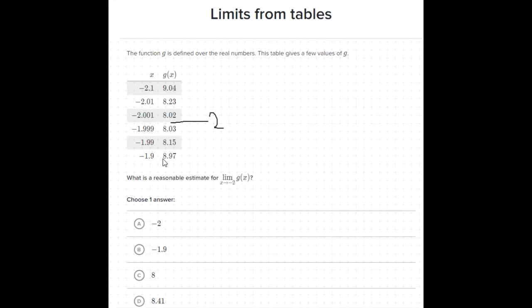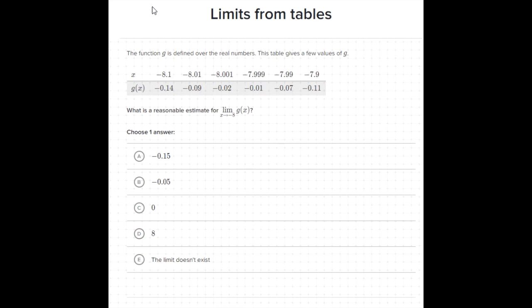And from the other side, negative 1.9, 1.99, 1.999. Starts from 8.97, 8.15, and 8.03. And wow, this also seems to be approaching 8. And 8 is one of the answers, so this would be the answer. That's correct. And for the last problem, the function g is defined over the real numbers. This table gives a few values of g, and here we see the table.